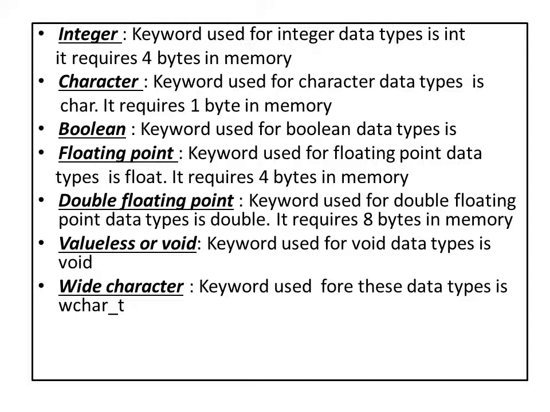Next is valueless or void. The keyword used here is void. It's just to indicate that the variable used is empty. And usually void is used for functions. It's quite rarely used for variables. Next is wide character. The keyword used is wchar_t.